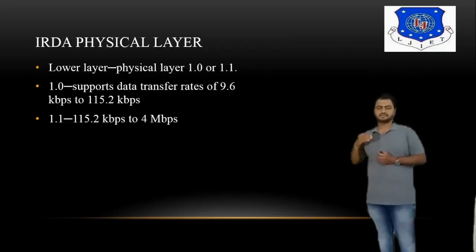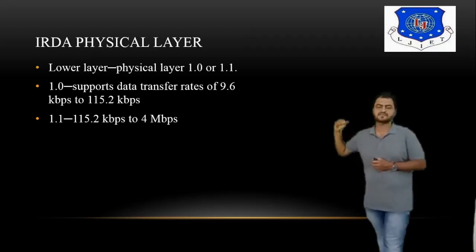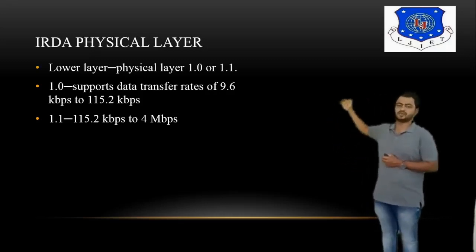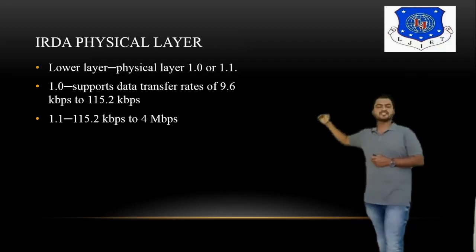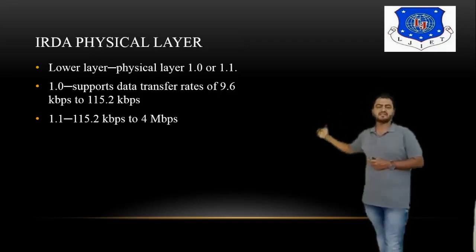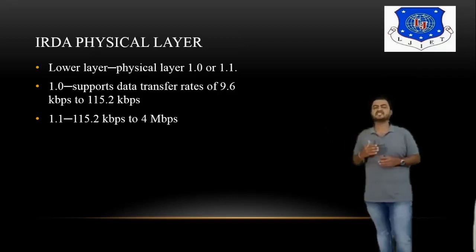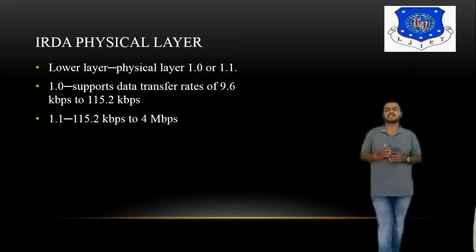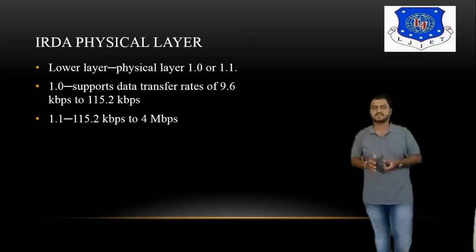Physical layer. So basically we are talking about the lower layer. In terms of the physical layer, it comes from IrDA 1.0 or 1.1. 1.0 supports data transfer rates of 9.6 kbps to 115.2 kbps, and similarly 1.1 supports 115.2 kbps to 4 Mbps. So basically there are different data rate ranges, starting from kbps to Mbps.